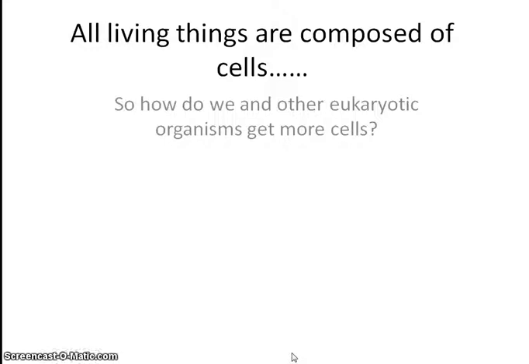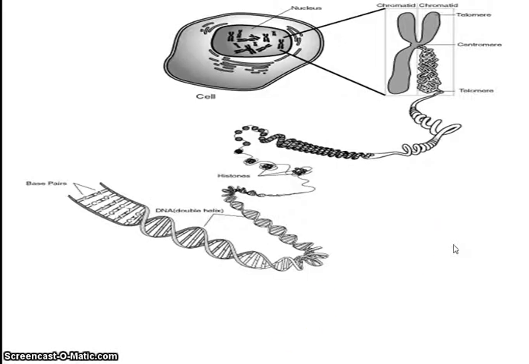So if all living things are composed of cells, how do we and other eukaryotic organisms get more cells? So the first thing you have to understand is we already learned about the cell, and we learned that inside of the nucleus is the genetic material, or the DNA. And the DNA is simply a molecule that is coiled up with protein to make the chromosome. And this is basically what a chromosome looks like. And if you looked at a segment of a chromosome, then you would look at the gene. And the gene is what codes for a trait.